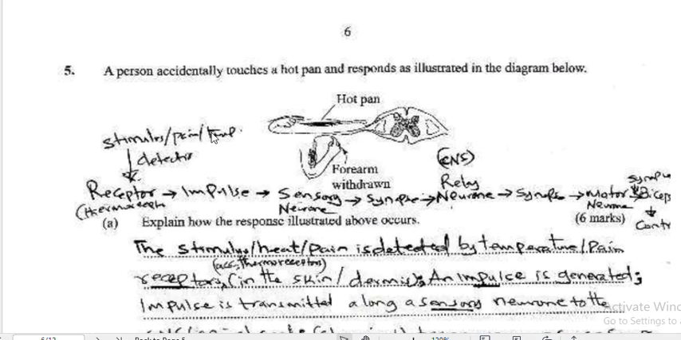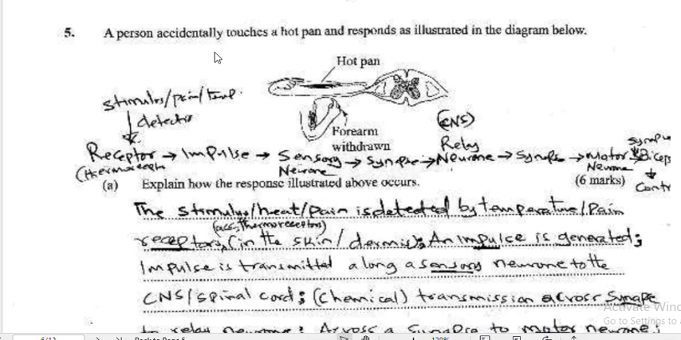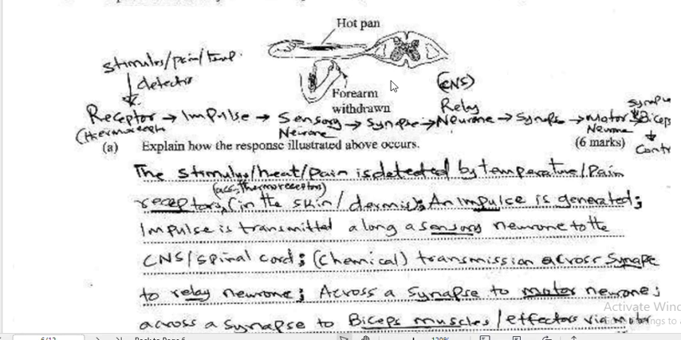Question 5. A person accidentally touches a hot pan and responds as illustrated in the diagram below. We have the hot pan, forearm withdrawn, then we have the spinal cord. Part A. Explain how the response illustrated above occurs.